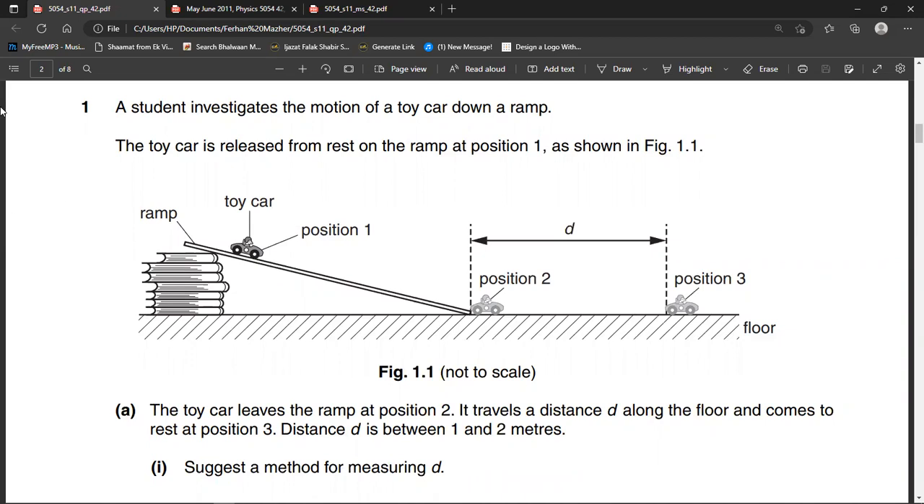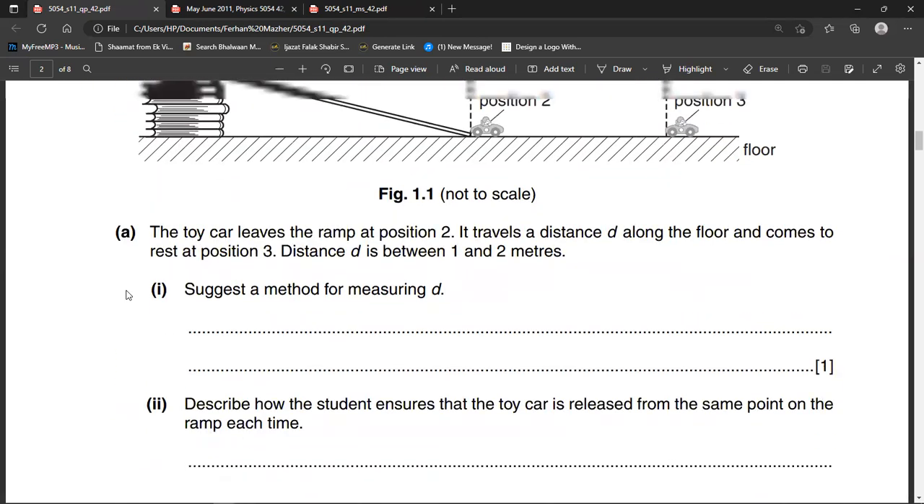Okay, so basically this is the ramp, this is the toy car. You release this car here at the ramp, and the car comes down, and at position 2 it leaves the ramp, and then it starts moving horizontally on this floor, and at position 3 it stops. So it covered a distance small d on this floor. Suggest a method for measuring d.